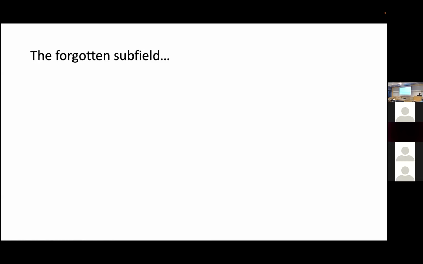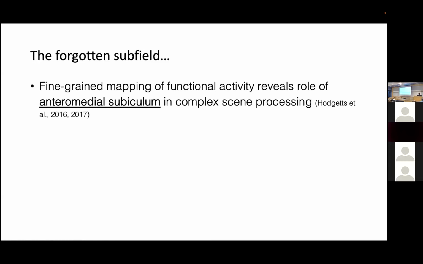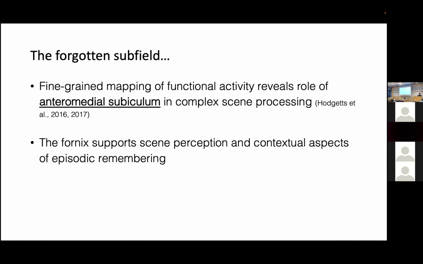Okay, cool. I'm just going to quickly summarize. What I hope to have demonstrated is that by doing more fine-grained mapping of functional activity, we can look in more detail at functional organization in the hippocampus. This work demonstrated that the anteromedial subiculum may have a very precise role in complex scene processing. Further, I showed that the fornix, which is mainly comprised of these subicular output fibers, supports scene perception, but also contextual aspects of episodic remembering.